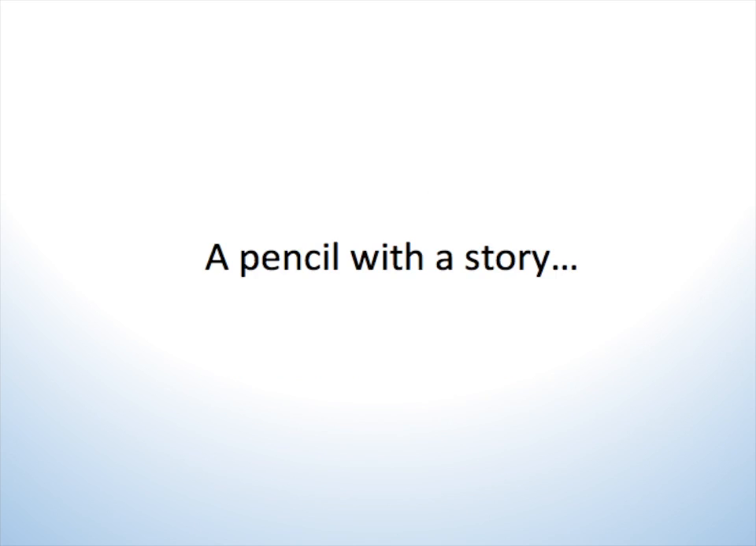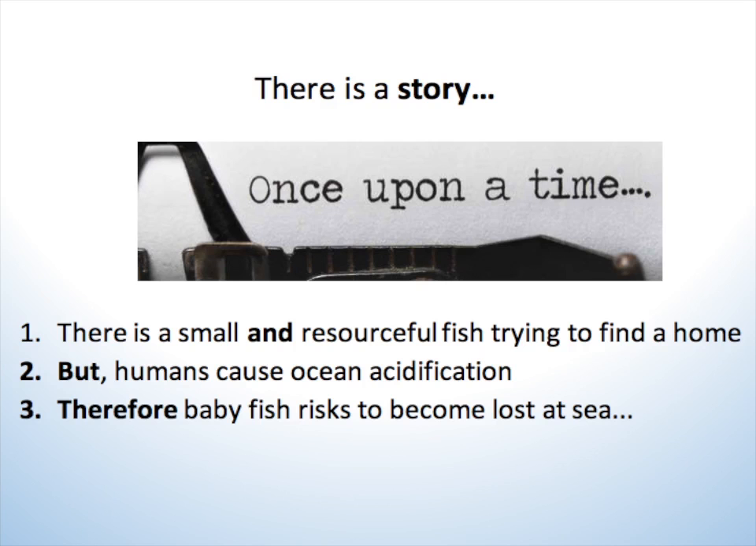There is a storyline. The story is very simple, but the important thing is that there is a story. There's a small and resourceful fish trying to find a home, but humans cause ocean acidification. That's the element of conflict. Therefore, our baby fish risks becoming lost at sea. And so the story moves forward until the resolution, which in this case is an open ending because we're talking about future scenarios of climate change.